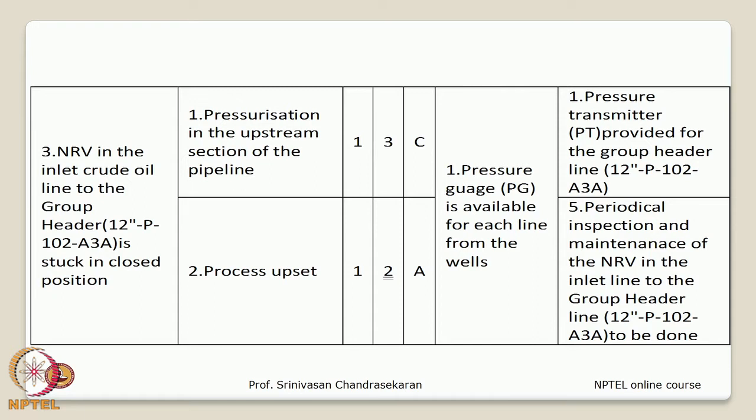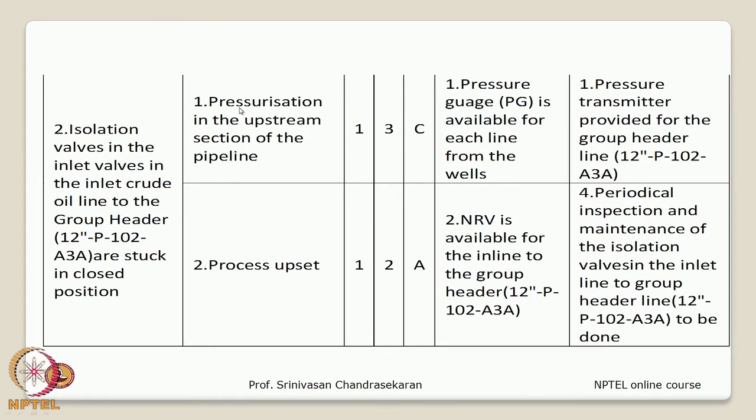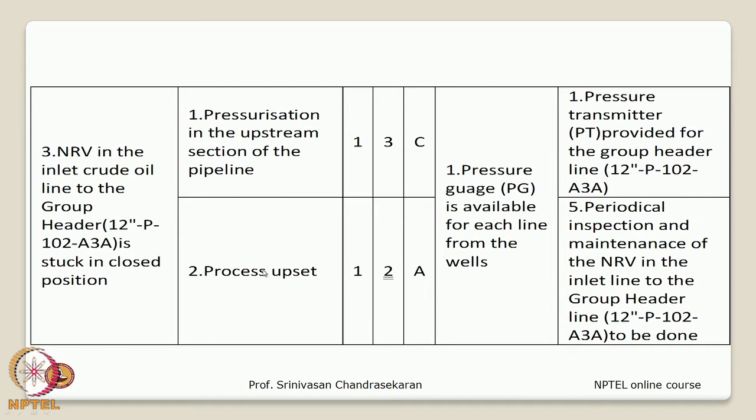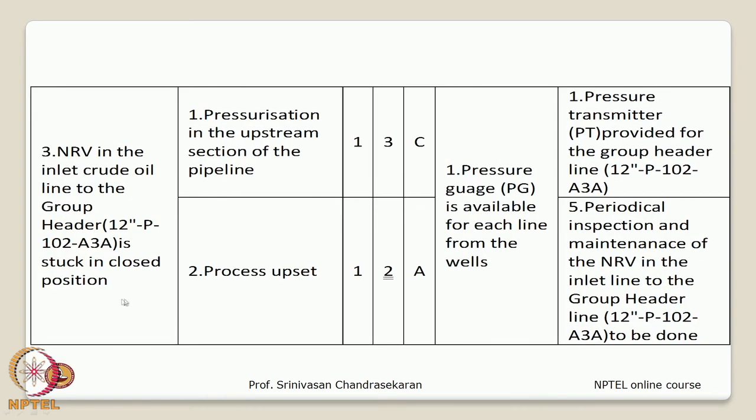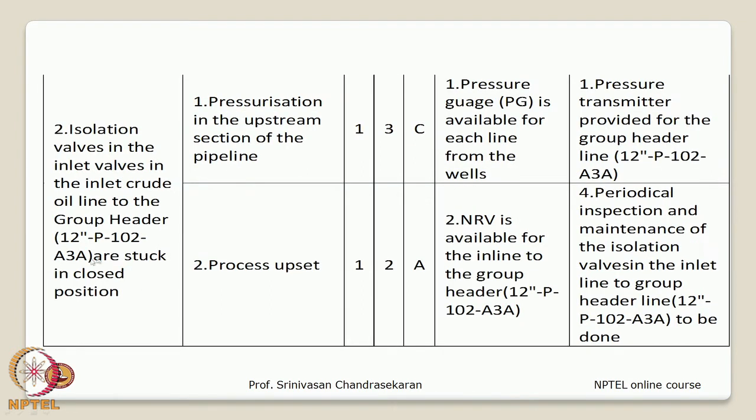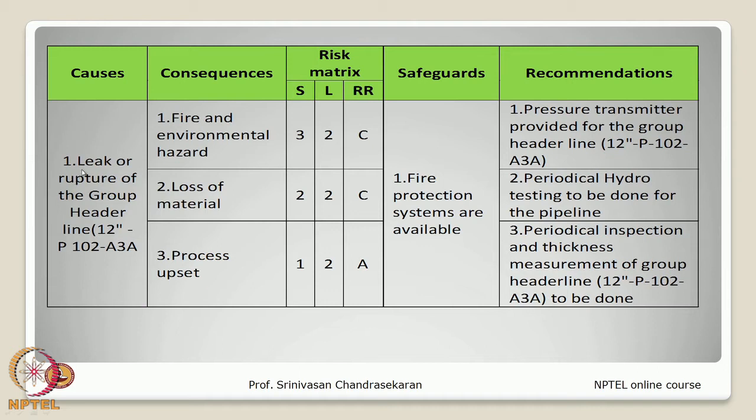Similarly, the third cause could be the non-return valve in the inlet crude oil line, which is again stuck in closed position. So, it may result in pressurization of the upstream line. Obviously, when you say pressurization of the upstream line is one of the consequences, it gets a number automatically as 1 when you repeat it again. Similarly, when you say process upset, it gets a number automatically, 2, because it is related to the same. However, you can always create this number differently, because the process upset caused by a leak and the process upset caused by closing of the valve need not get the same number. This closing of the valve gets number 2. This also, closing of the isolation valve, gets number 2. However, this process upset was due to leakage, so it gets number 3.